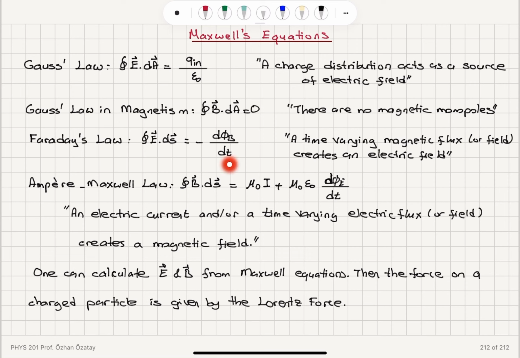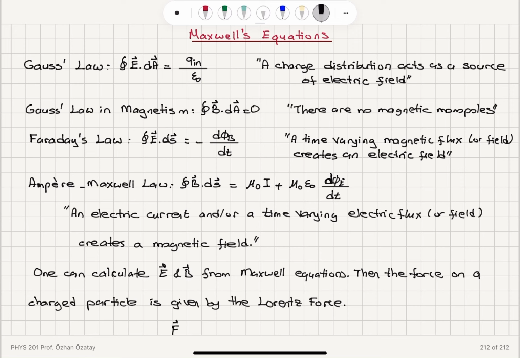A time-varying magnetic flux creates an electric field. A time-varying electric flux creates a magnetic field, or a current creates a magnetic field. So this set of four equations, Gauss' law, Gauss' law in magnetism, Faraday's law, and Ampere-Maxwell law, are called Maxwell's equations. And one can calculate electric field and magnetic field from Maxwell's equations. Then the force on a charged particle is given by the Lorentz force.